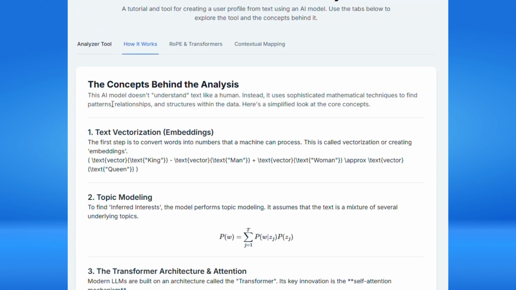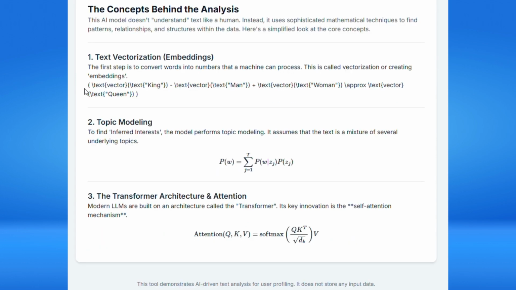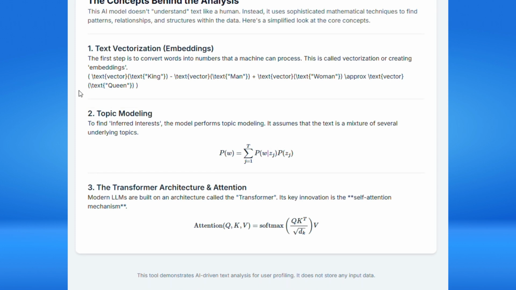AI models don't just understand text like a human. Instead, they use mathematical techniques to find patterns, relationships, and structures. The core concepts are text vectorization, called embeddings, that convert words into vectors. Topic modeling takes pre-trained data sets and categorizes the vectors into weights. Then transformer architectures take these and form a self-attention mechanism for predictive analysis.